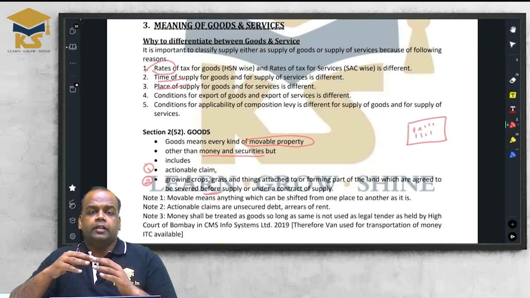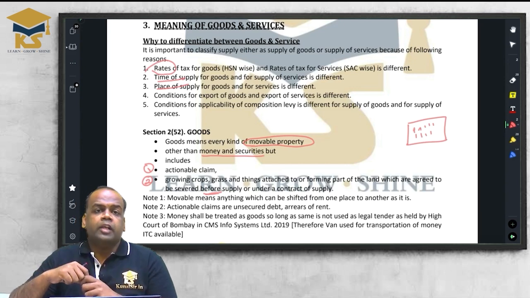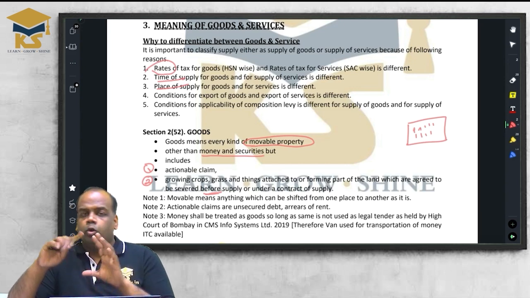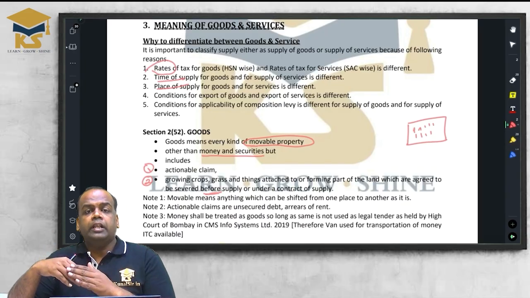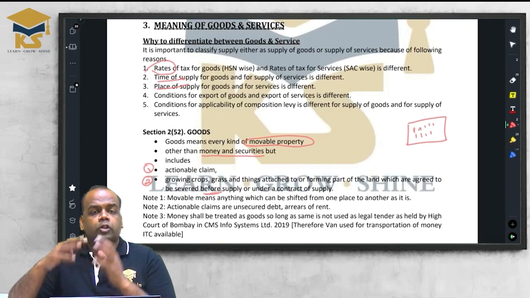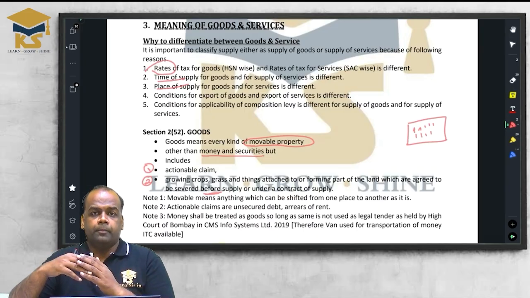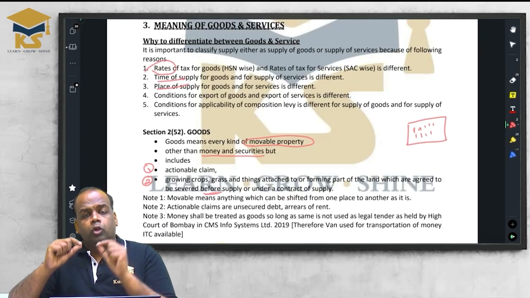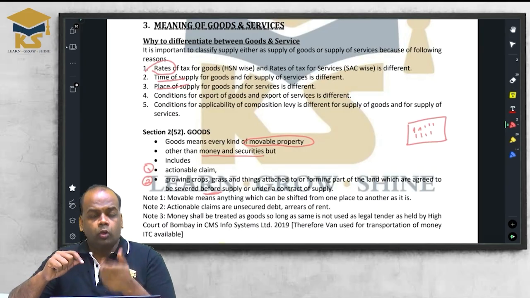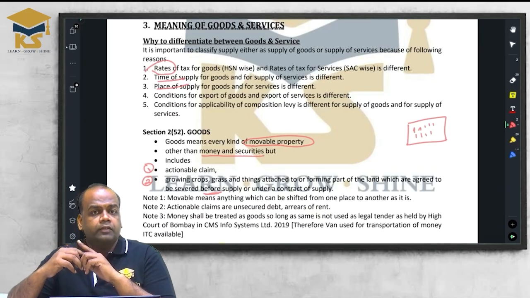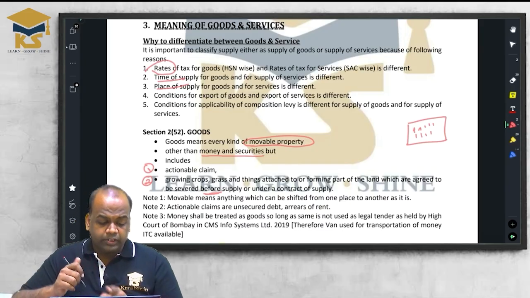So if I am selling a plot, a land along with the crop, the department cannot say, sir, you are selling land, that is immovable property, we will not charge GST on that, but along with the land you are also selling crops, so we will charge GST on the sale of crops because crops are movable. So if crops are attached to the land and they are not cut before supply, that will not be treated as goods.